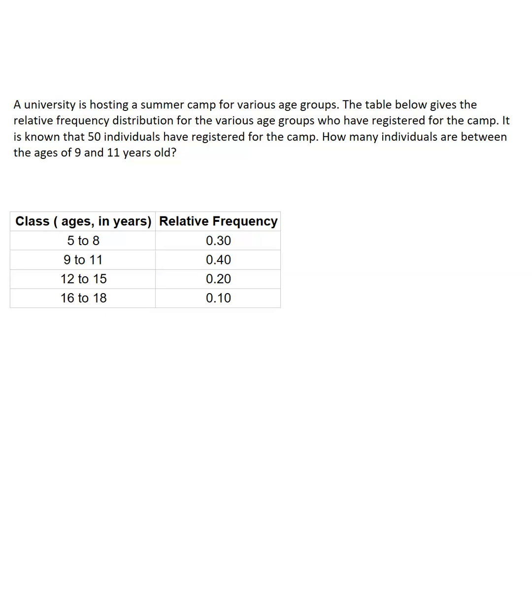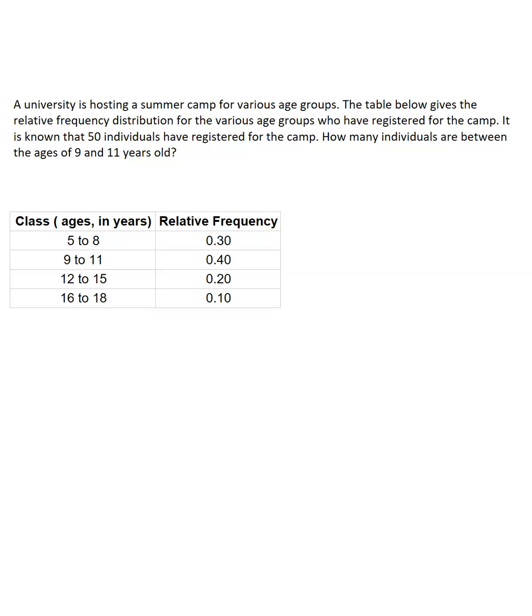Here's our first problem. A university is hosting a summer camp for various age groups. The table below shows the relative frequency distribution for the various age groups who have registered for the camp. It is known that 50 individuals have registered for the camp. How many individuals are between the ages of 9 and 11 years old?